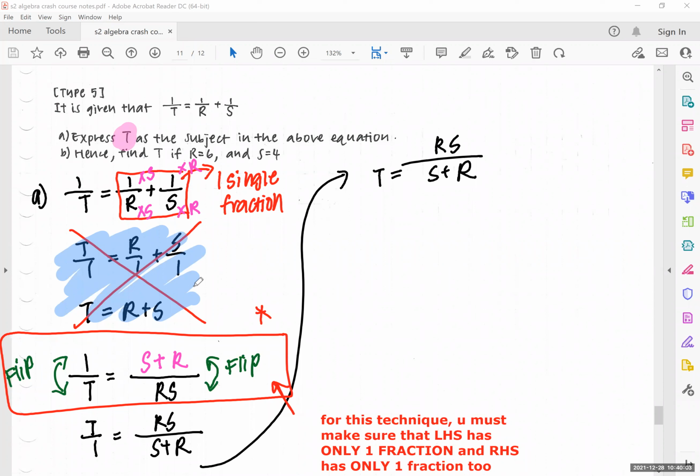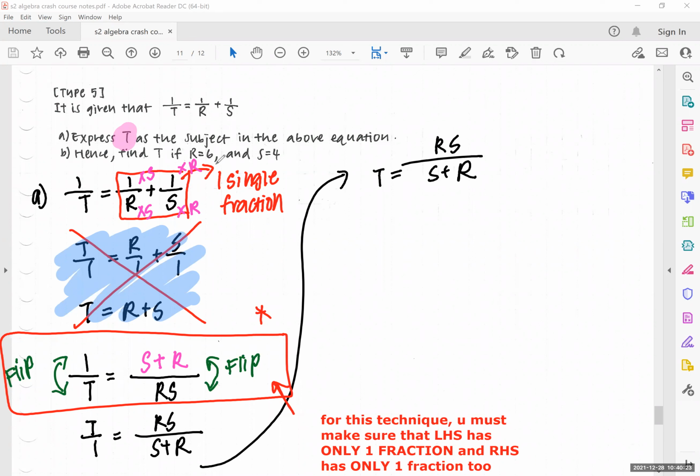Got it? So today we learned flipping many ways. We learned how to flip left to right, right to left, right? Then today we also learned to flip the numerator and denominator on both sides. But this technique can only be done if you have one fraction on the left and one fraction on the right. Okay, now part B is very easy.